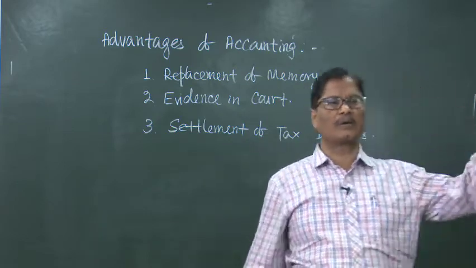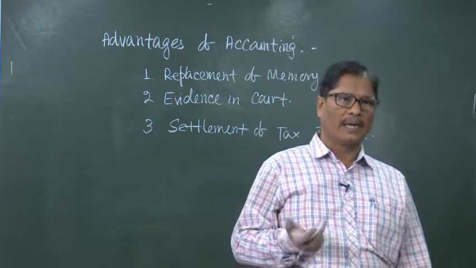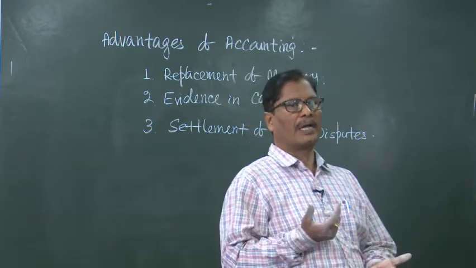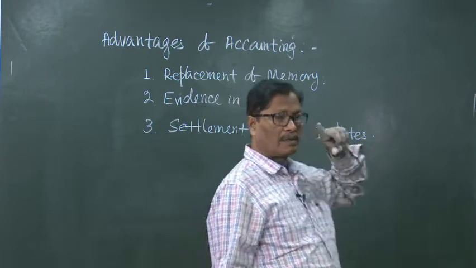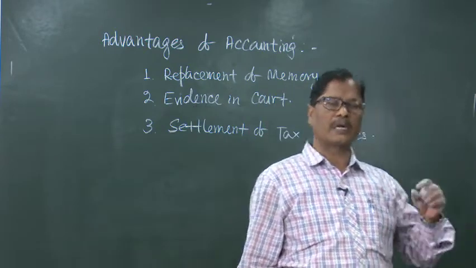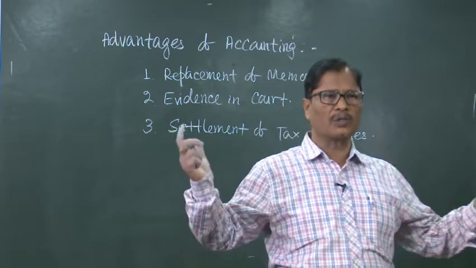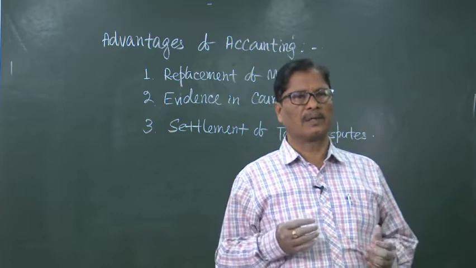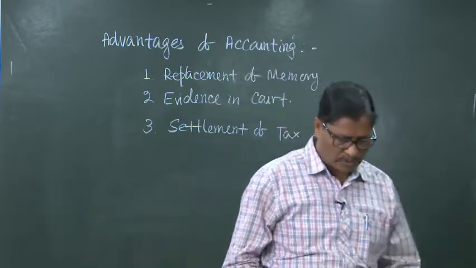So on 60 lakh rupees you can take, say, 30 lakh rupees if it is at 50%, or 18 lakh rupees if it is 30%. That will be your evidence, your proof, that you can take the help of the accounts to settle the tax disputes. If the tax authorities demand more, you can show your accounts, this is our accounts, you cannot claim more than this. So that will help you at the time of settlement of tax disputes.